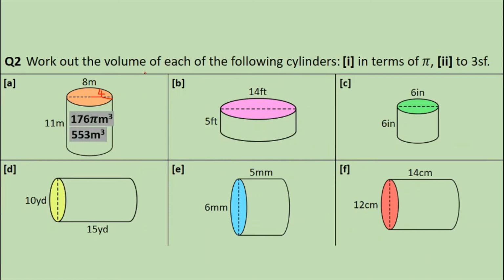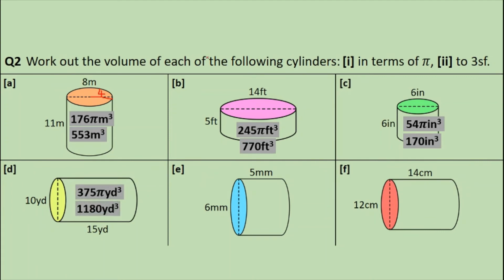Answers are now appearing on screen. Check as you go and make sure you've not made any mistakes. If your number is far too big, it's because you used the diameter instead of the radius. That's the most common mistake we're going to see on questions like this.